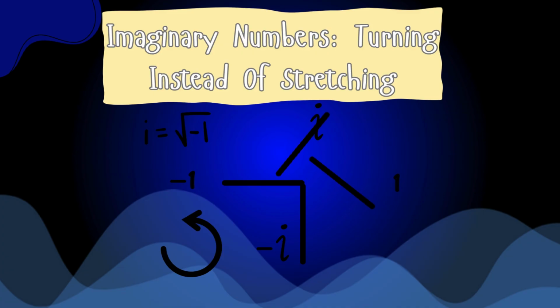But let's continue. The imaginary unit i is defined as the square root of -1. It sounds fake, but it's just a new direction of math. Instead of stretching like real numbers do, multiplying by i rotates things. If you start at 1 on the number line, multiplying by i turns you 90 degrees to land at i. Do it again, and you rotate to -1. So where real numbers scale, imaginary numbers spin.